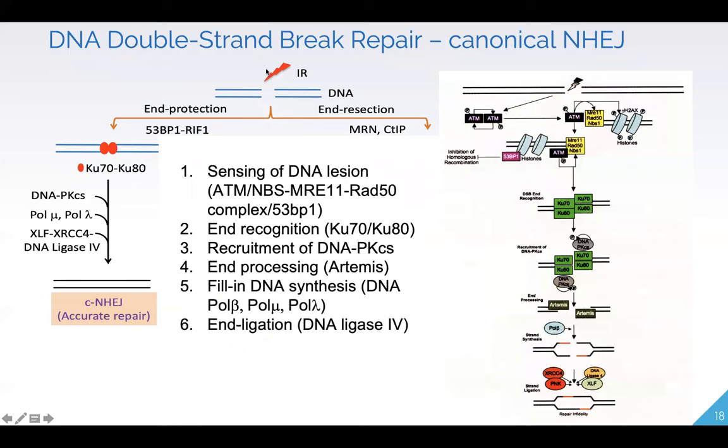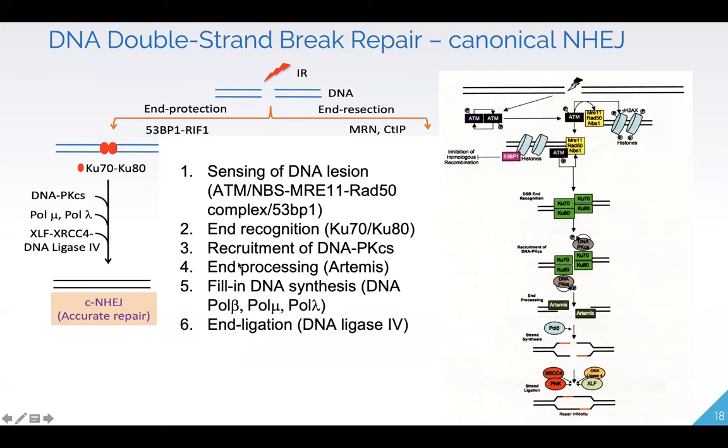So when you have double-strand breaks, you could have the normal recruitment of 53BP1 along with the shielding complex. You sense the double-strand breaks by the ATM and the MRE complex. Then the ends are readily recognizable by Ku70 and Ku80. They recruit the DNA-PK catalytic subunit. Together, they form the holoenzyme.